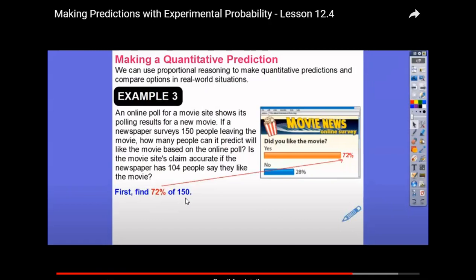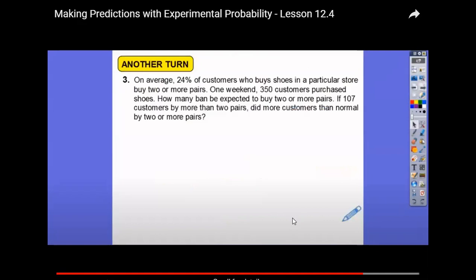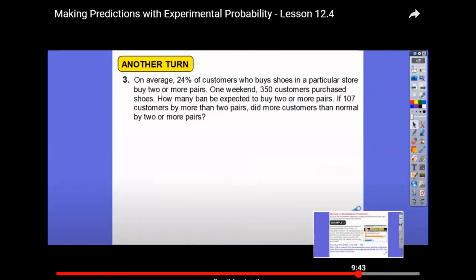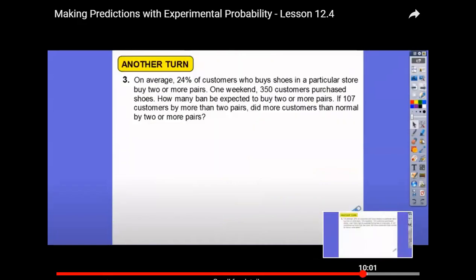So we will calculate now. 72% of 150 said yes, they like the movie. How many is it? It's 108. Since 108 is close to 104, the newspaper survey and the online poll show about the same percent of people who like the movie. So the prediction was reasonable. Understood this part? So yes, the movie site's claim is accurate.